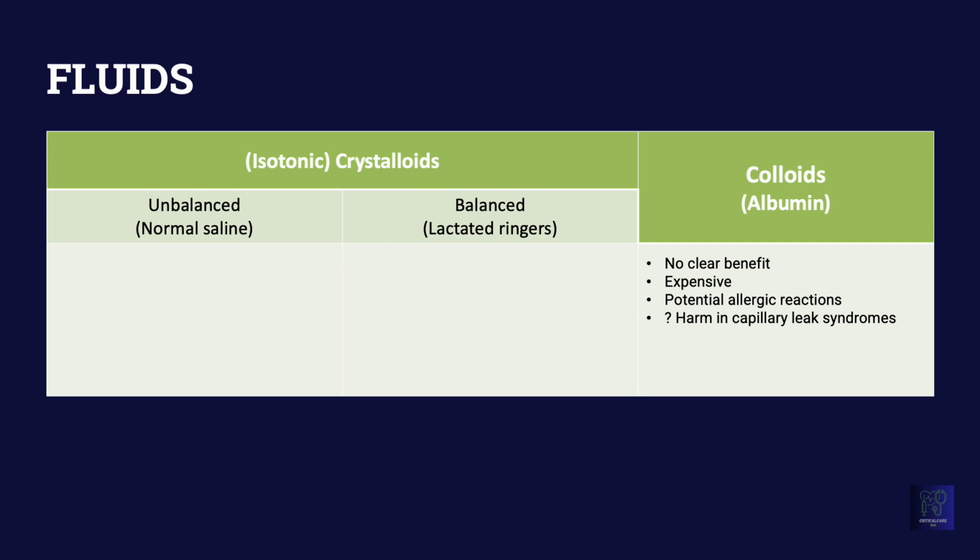The main difference is that balanced fluids have a chemical composition that closely resembles plasma. For example, normal saline has much higher levels of chloride compared to normal plasma levels, whereas the levels of sodium, potassium, and chloride in lactated Ringer's closely resemble that of plasma.